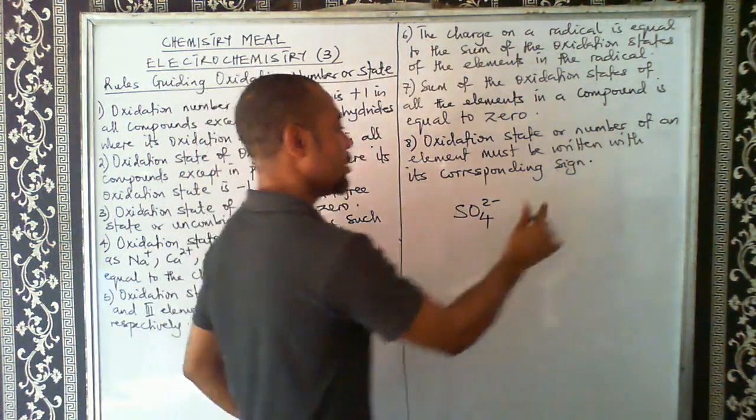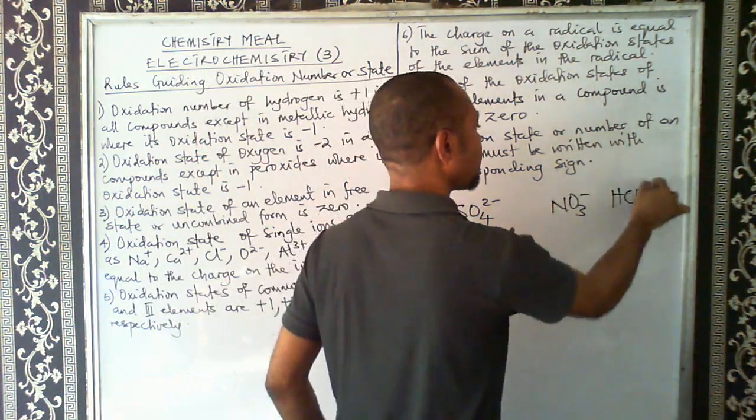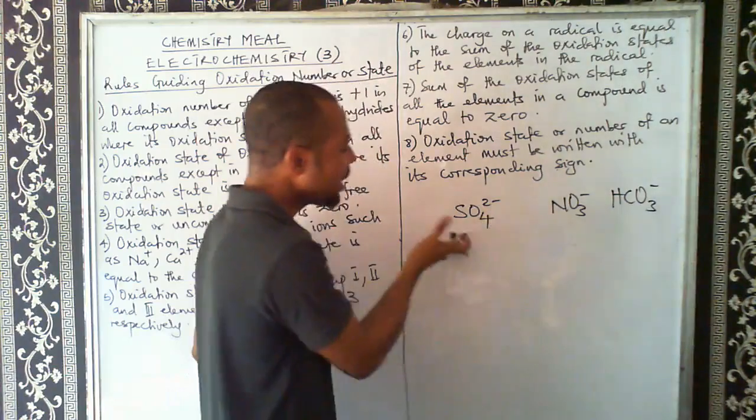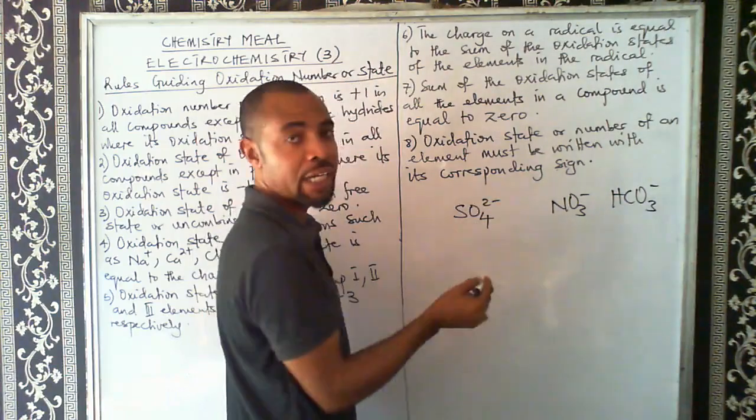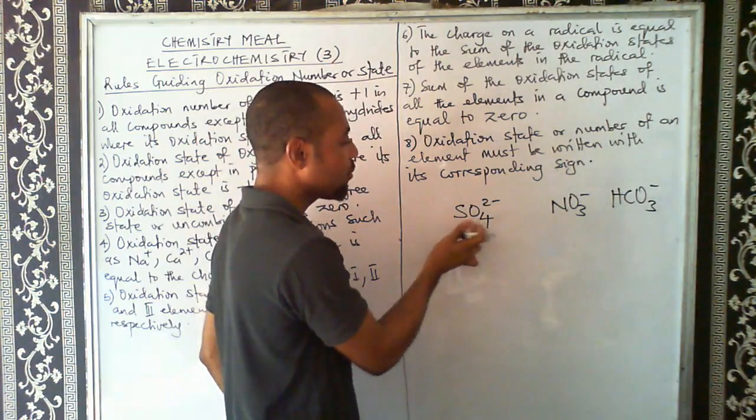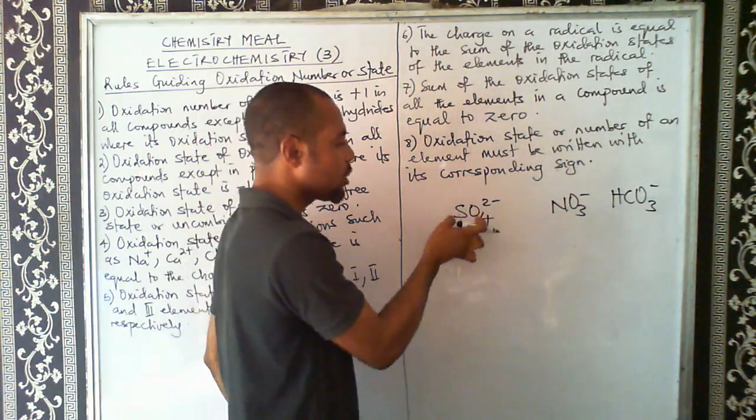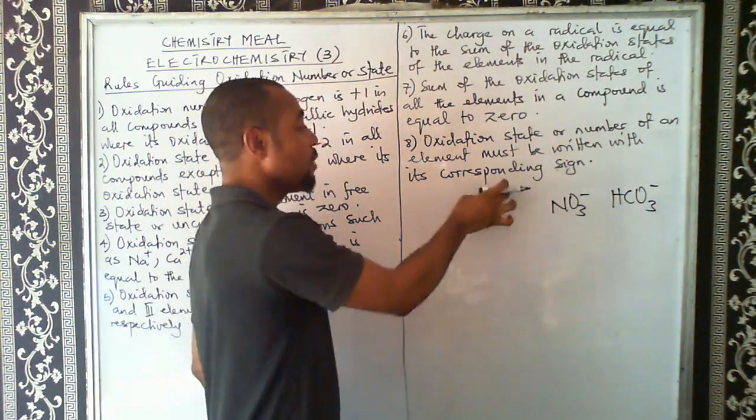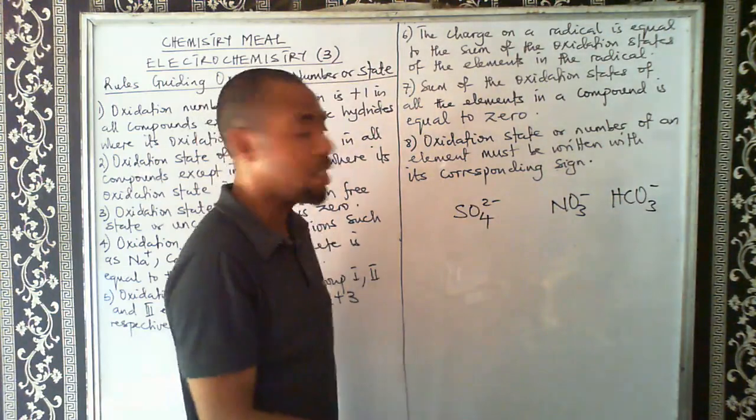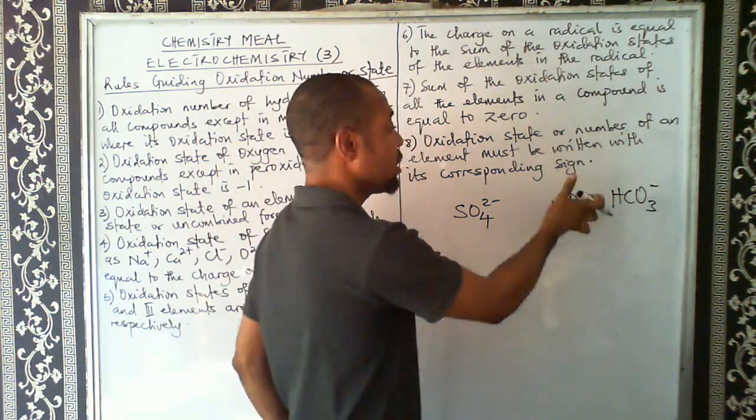So this is a radical. This also a radical. This one is a radical. So we are saying that for a radical, the charge on the radical, how did we get the charge? By adding the oxidation states of the elements in that radical. So the oxidation state of sulfur plus the oxidation state of oxygen will give us this -2 we are seeing here. The oxidation state of nitrogen and that of what? Oxygen will give us this -1.